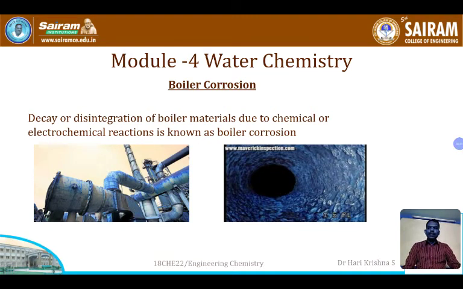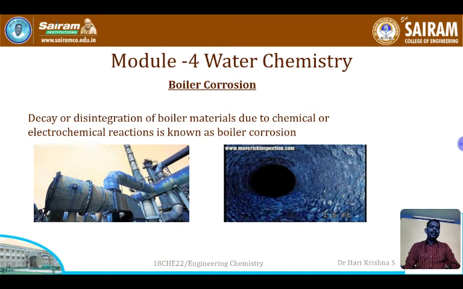Good morning. So we have discussed that if boiler feed water contains impurities, it causes scales and sludges, causes priming and foaming, and also causes boiler corrosion. In our previous discussion, we have discussed why scale is formed, why sludge is formed, what are the causes of formation of scales and sludges, what are disadvantages, and how to prevent the scale and sludge formation. Now, let us discuss boiler corrosion.